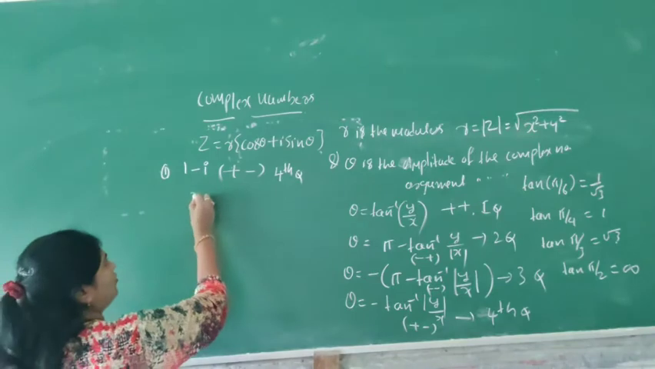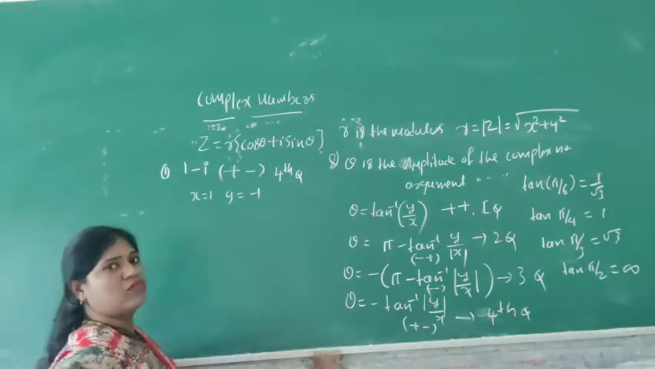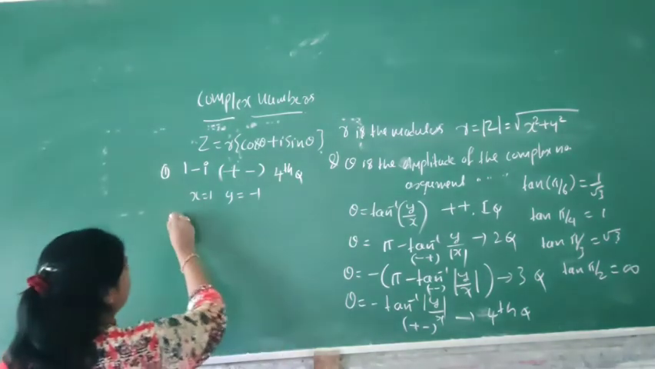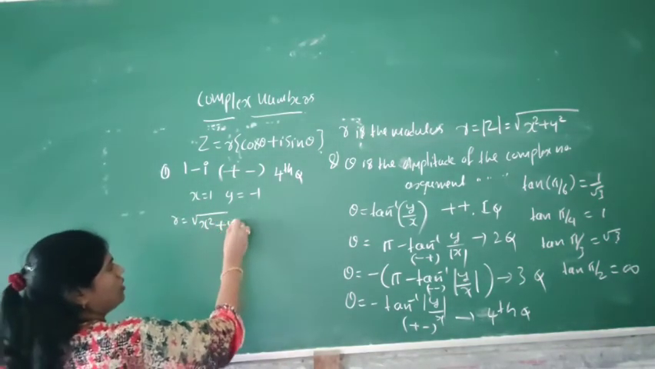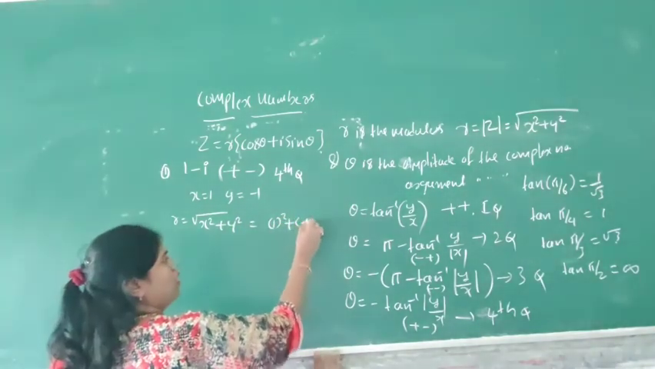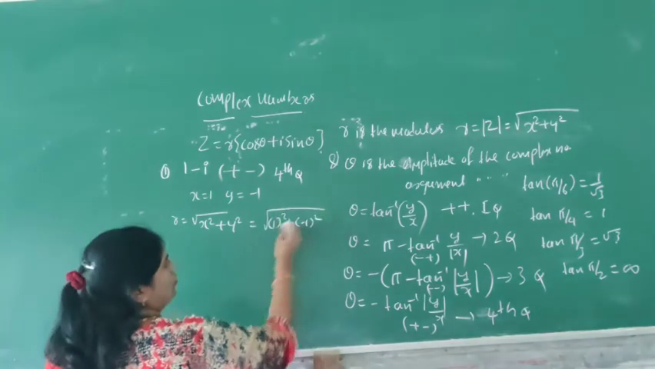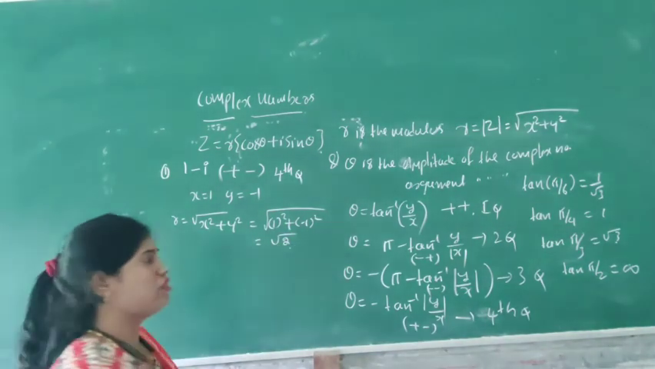What is the x value? x is equal to 1. y is equal to minus 1. So how to find r? r is equal to the square root of x square plus y square. So 1 square plus minus 1 square, which is equal to the square root of 2. r is equal to the square root of 2.